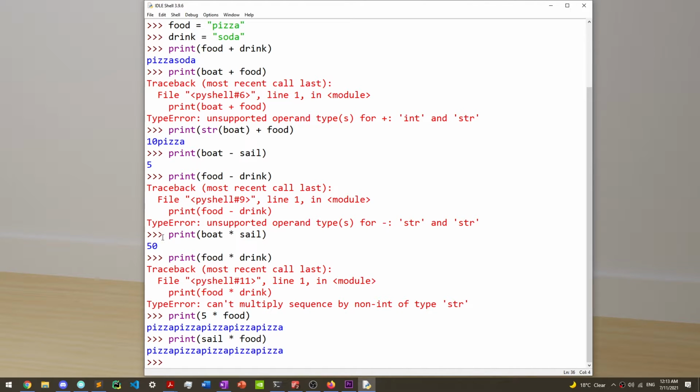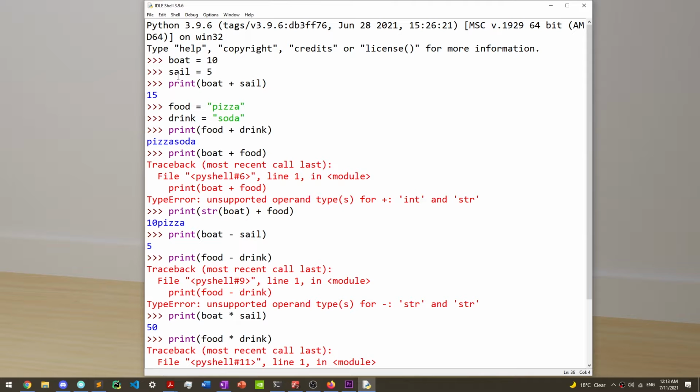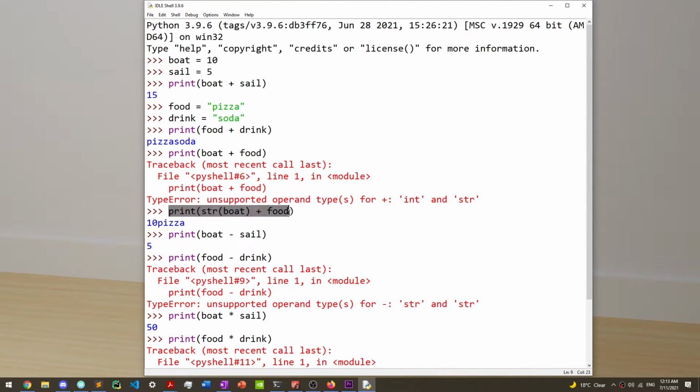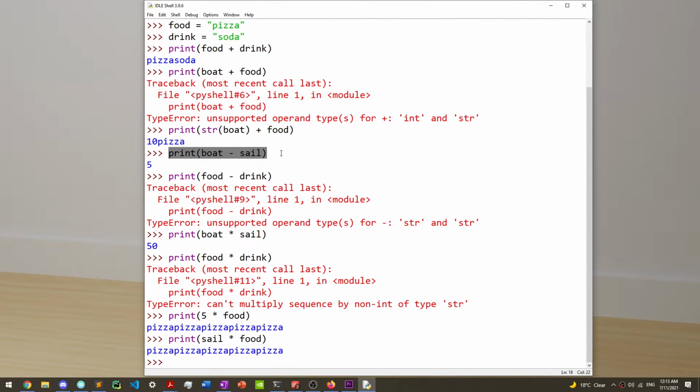Okay, so in summary, so far what we've learned is we can add 2 numbers, we can add strings, and we can add numbers and strings as long as we convert the number into a string. We can subtract numbers, we can't subtract strings, we can multiply 2 numbers together, we can't multiply 2 strings together, but we can multiply a number and a string. Okay, so that's pretty much the first 3.